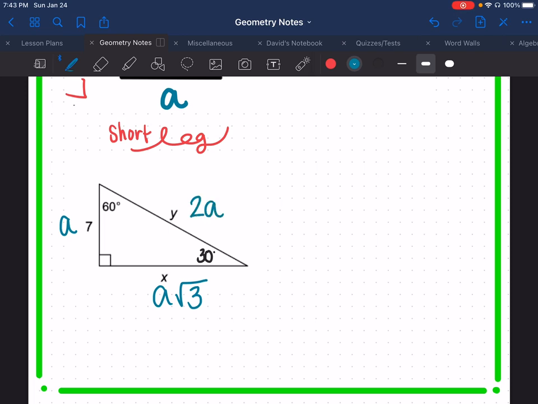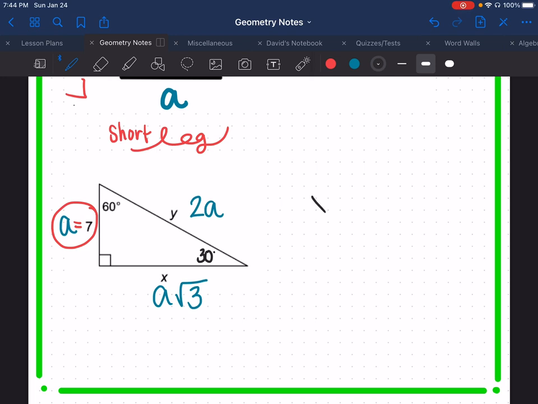We're going to do the same thing we did in the last one. We're going to find the given side that has a number, and it's right here. So I'm going to circle it, and I'm going to put an equal sign in between. What they are telling me is that A is equal to 7.